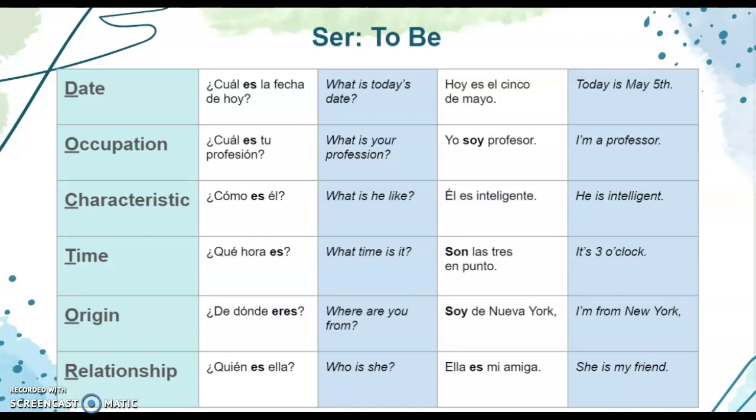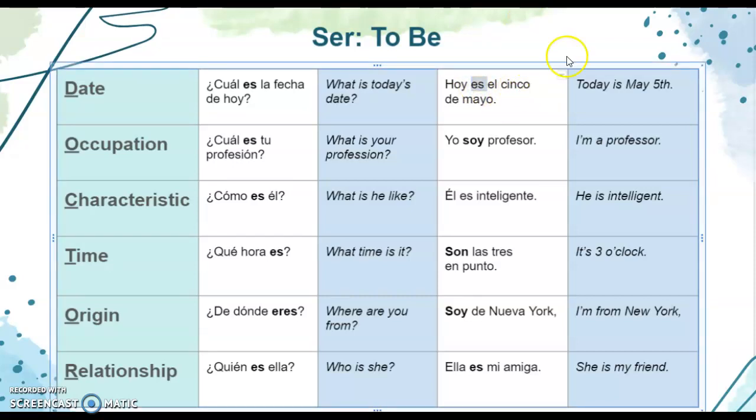So here are the scenarios where we're going to use the word ser. So we're going to use the word ser if we're talking about the date. So I might ask, ¿Cuál es la fecha de hoy? Or what is today's date? And in this sentence, I'm going to use the verb ser. I'm going to conjugate it to es. ¿Cuál es la fecha de hoy? What is today's date? The answer to that question, I'm also going to use the verb ser. I'm going to say, hoy es el 5 de mayo. Today is May 5th.